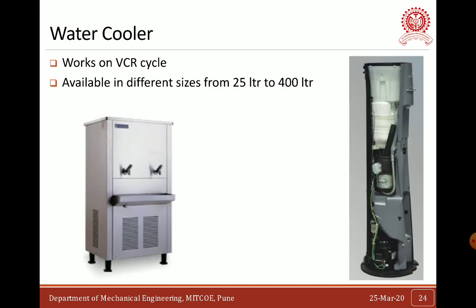So the next application of refrigerator and vapor compression refrigeration system is the water cooler. In the image in front of you, you can see how the water cooler looks. This is a very common one. Even in colleges and universities we have such types of water coolers, and it again works on the same principle as your domestic refrigerator, that is the vapor compression refrigeration system. These are available in different sizes from 25 liter to 400 liter, and here the difference is that the evaporator coils are dipped in the water, and that's why we get cold water at the outlet.